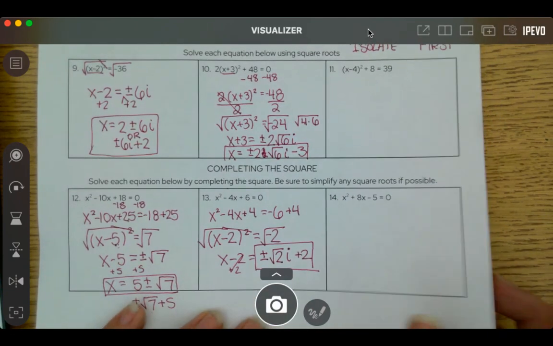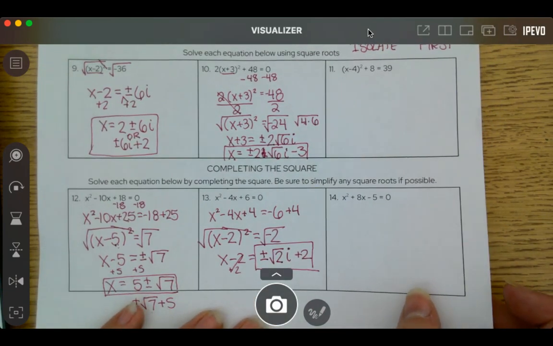All right, third one's yours to try. I'm going to do quadratic formula on the back side now.